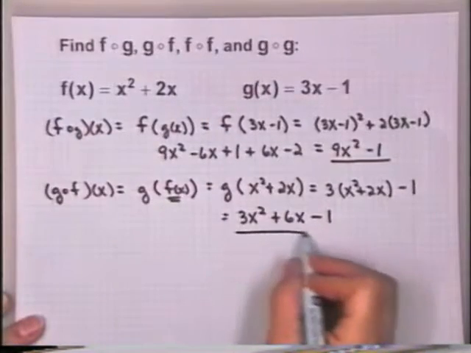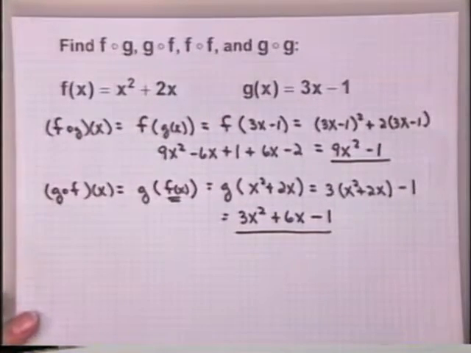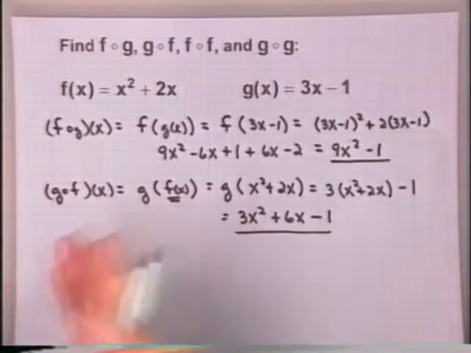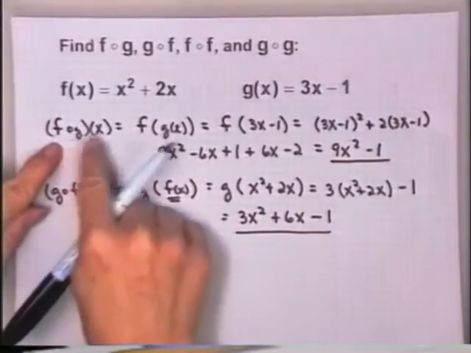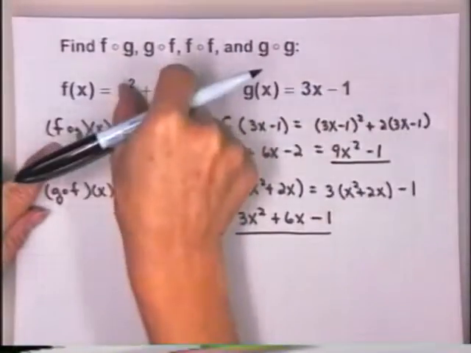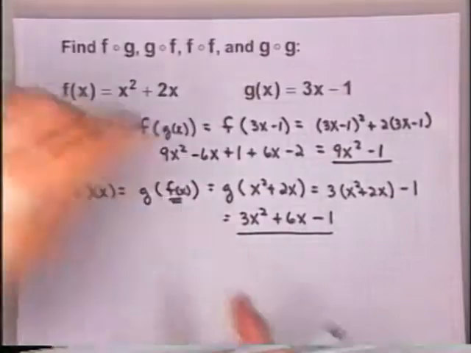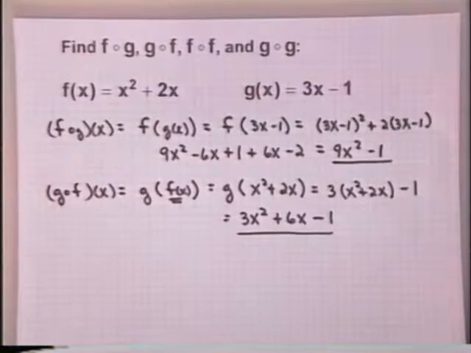Notice the answer for g circle f is different than the f circle g answer was. Those are two different functions. And the reason, of course, is because we're inserting different functions into different ones. To do f circle g, we're putting g into f. To do the other way, we're putting f into g, and so it looks different.